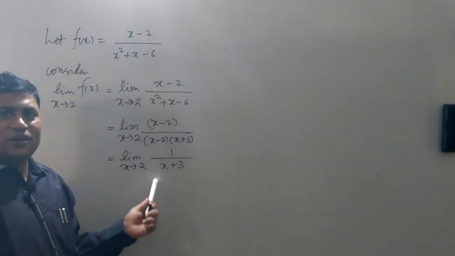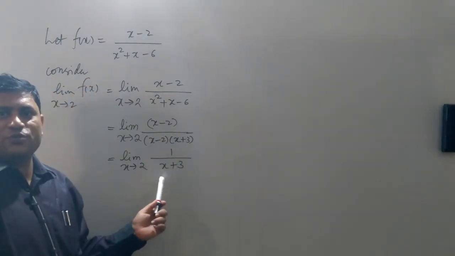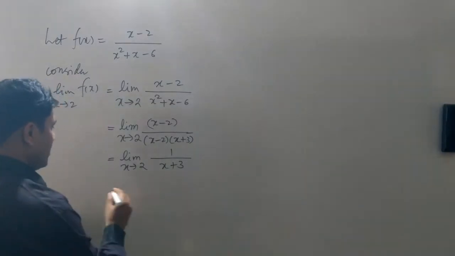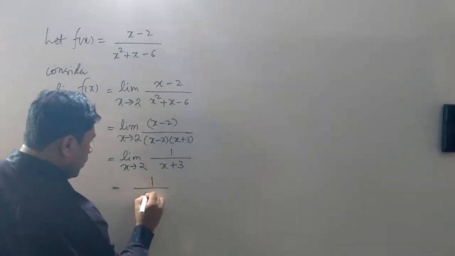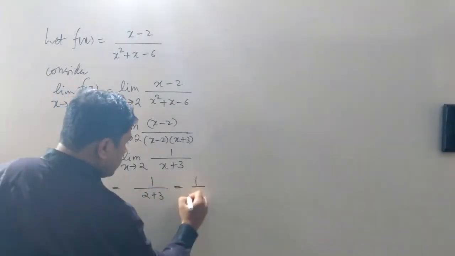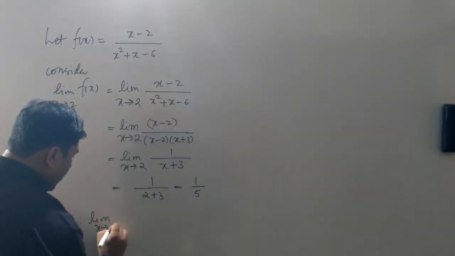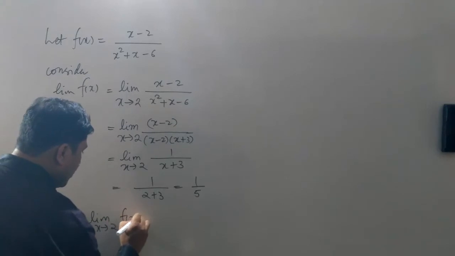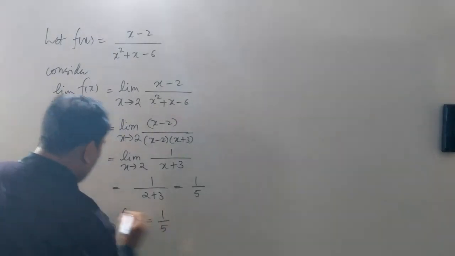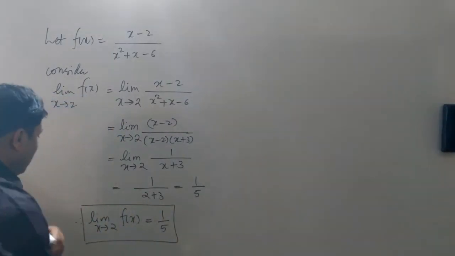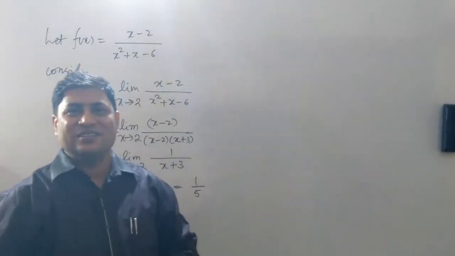And now here no term is going to be 0, that's why we can put the limit, and hence if I put x is equal to 2, we get 1 upon 2 plus 3, that is 1 upon 5, and hence we got the value of the limit x tends to 2 f of x is equal to 1 upon 5. So this way we are able to calculate the limit.